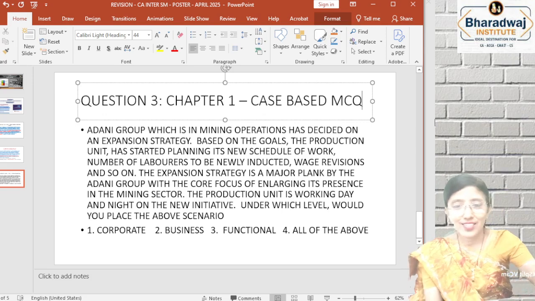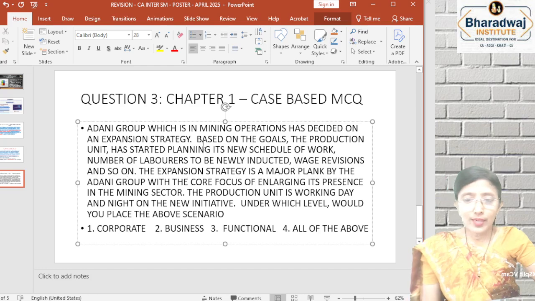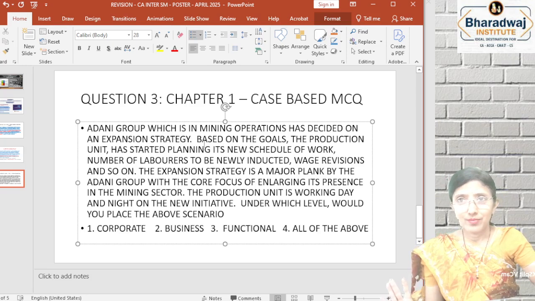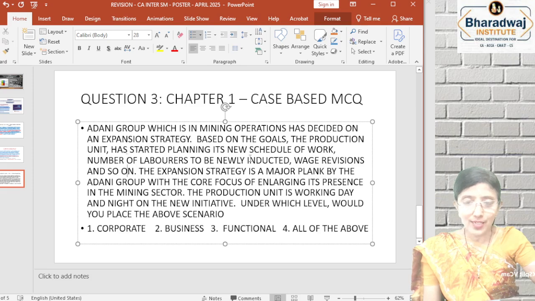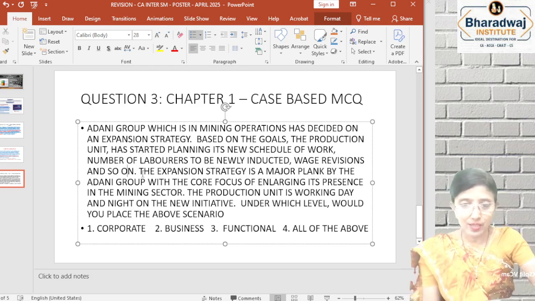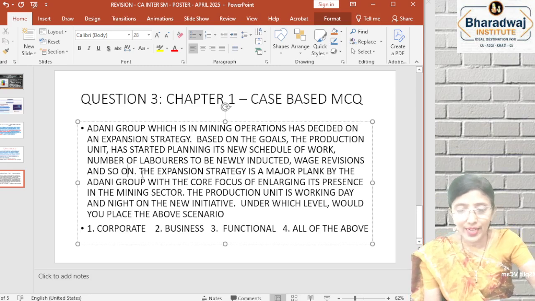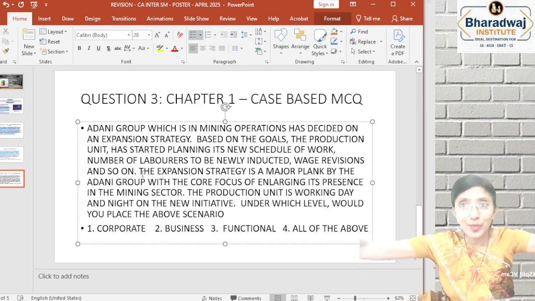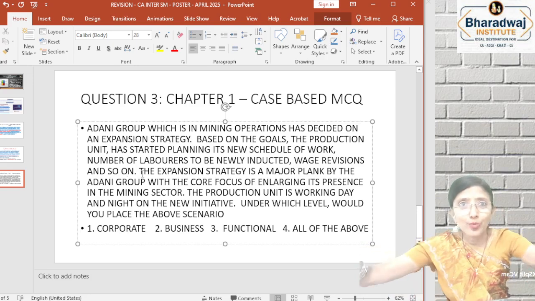See how it is tricky. Adani Group, which is in mining operations, has decided on an expansion strategy. Based on the goals, a production unit has started planning its new schedule of work, number of laborers to be newly inducted, wage revisions, and so on. The expansion strategy is a major plan by Adani Group with a core focus of enlarging its presence in the mining sector. The production unit is working day and night on the new initiative. Under which level would you place the above scenario? What is the picture there given about the production unit's task?